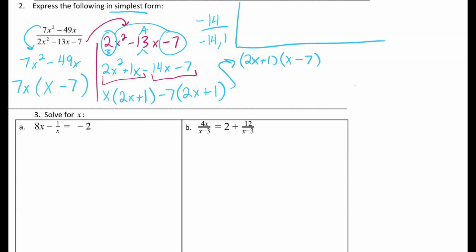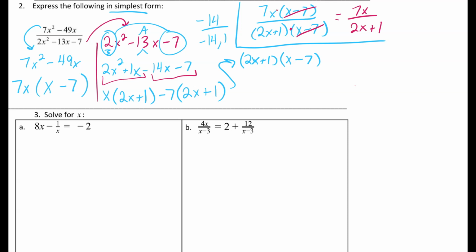So now let's substitute back into that fraction. So my numerator is 7x times x minus 7, and my denominator is 2x plus 1 times x minus 7. Now I'm looking for a common factor in the numerator and the denominator that I can divide out and reduce to 1. If I divide x minus 7 by x minus 7, it reduces to 1, so I can get rid of it and just write 7x over 2x plus 1. Notice that my terms in the denominator are linked by addition, so there's nothing more I can do here.